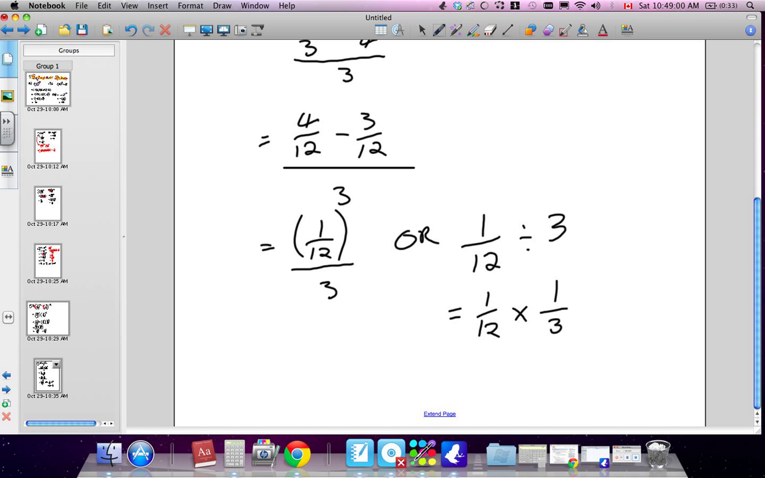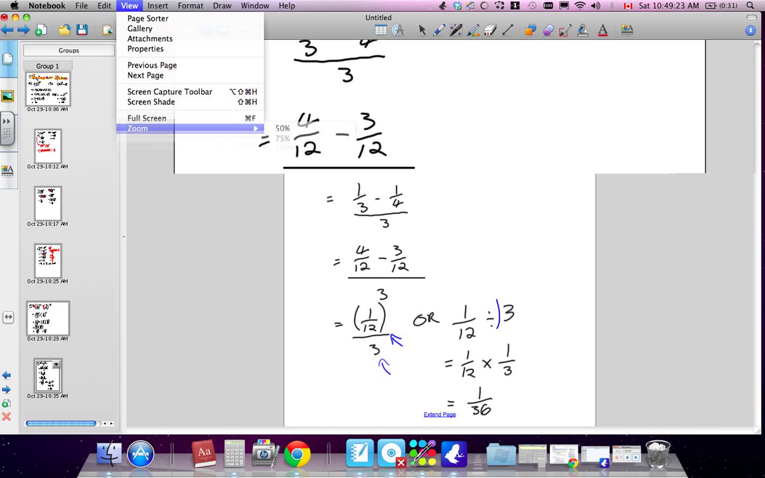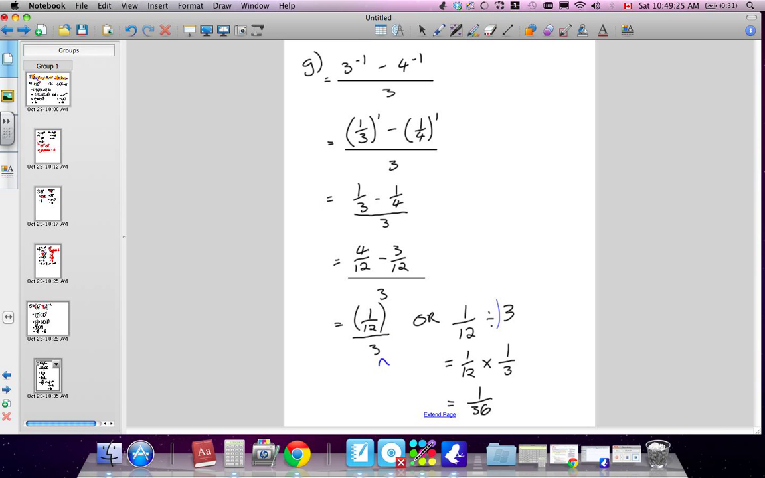Wait, what did the ones do? They did nothing, right? At the very beginning, these ones here, what did they do? They made us what? We had to turn them into fractions. So they were important. I can't just drop them off because they're negative. Anytime you have a negative exponent, we have to find the reciprocal of our base. We have to flip our base.